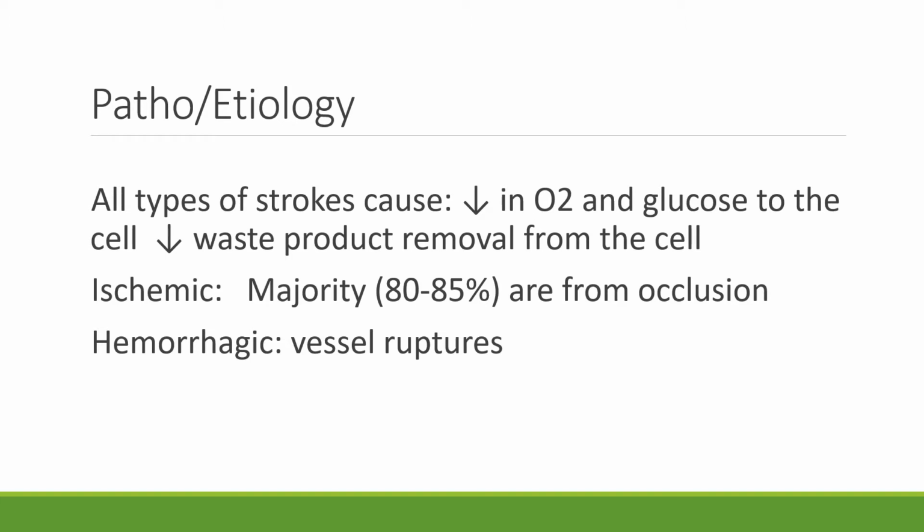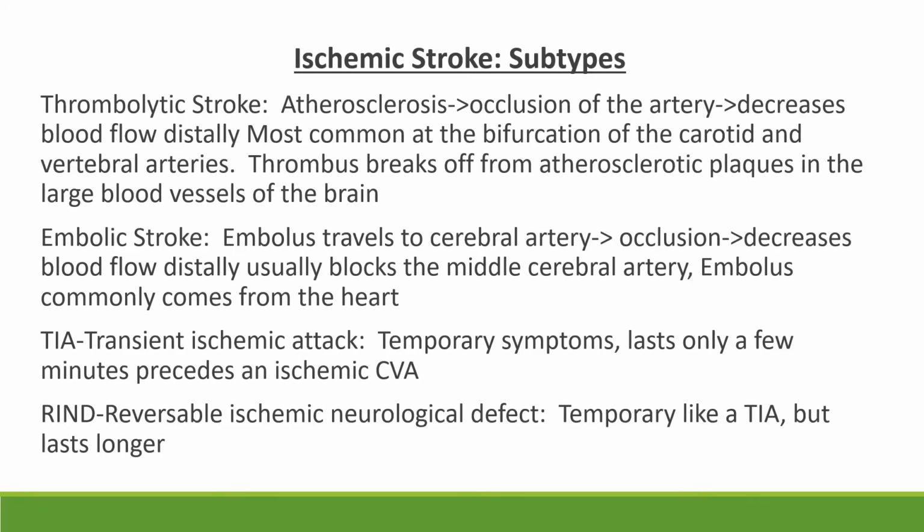So all strokes cause a decrease in oxygen and glucose to the cell and a decrease in waste product removal from the cell. There are two important types that we're going to talk about. The first one being ischemic. This is the majority of our strokes. It's 80 to 85% of the strokes, and these are due to occlusion. Hemorrhagic stroke is the other type of stroke we're going to talk about, and that's where a vessel ruptures.